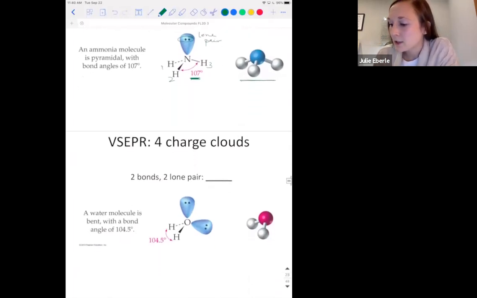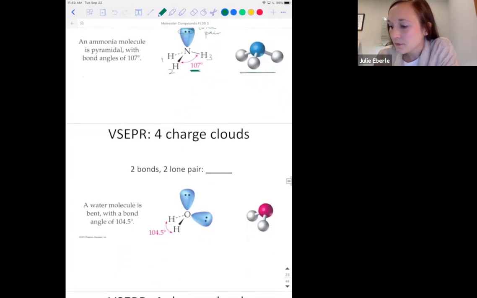All right, 2 bonded atoms, 2 lone pairs. This is also 4 charge clouds, and this is bent. So there's 2 ways things can add up to be bent. Both have a commonality, 2 bonded atoms. The difference is the number of lone pairs in each case. 2 bonded atoms and 1 lone pair is bent. 2 bonded atoms and 2 lone pairs is also bent.